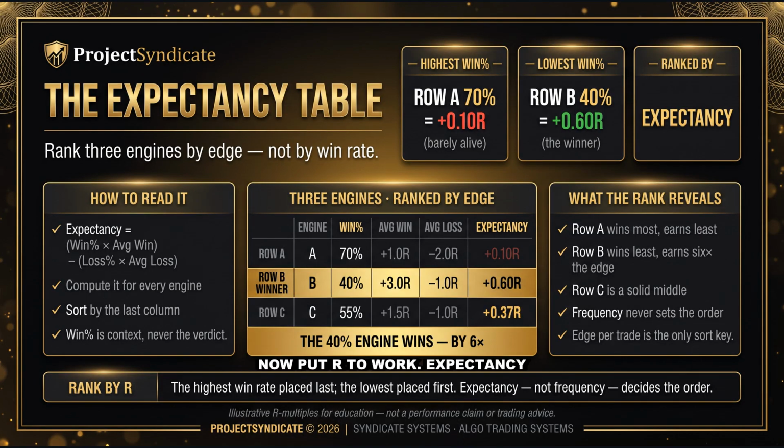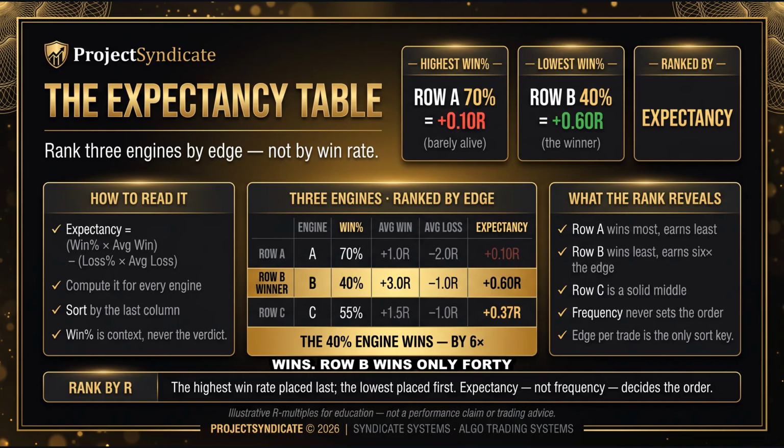Now put R to work. Expectancy is win rate times average win, minus loss rate times average loss. Compute it for every engine, then sort by that one column. Watch what the ranking does to intuition. Row A wins 70% of the time, the highest win rate on the board, and earns just plus 0.10R, barely alive, because its losses are twice its wins.